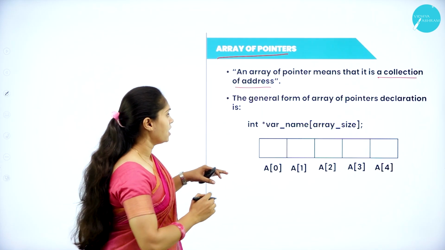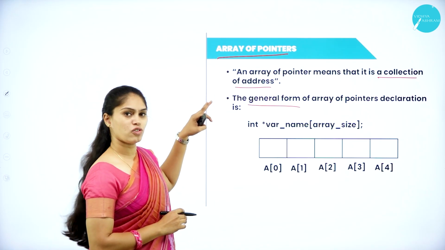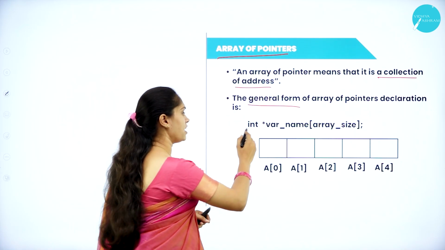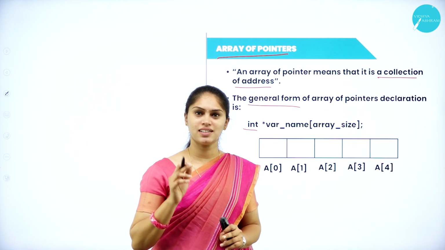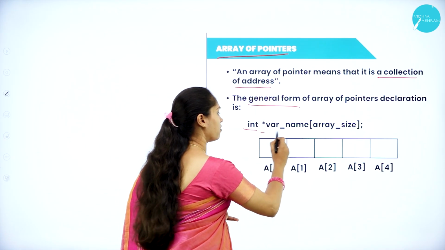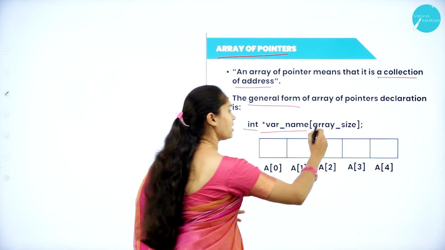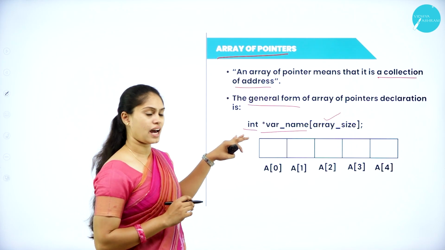For example, here you can see the general form. How can I use this array of pointers? What is the syntax? Here I need to specify the data type. After that, I have a pointer variable. Then I must specify the array size.